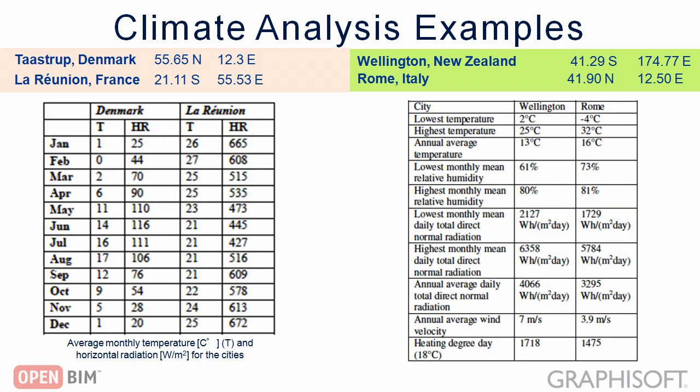Here you can see some climate analysis examples from different parts of the world. The table on the right side compares the climate values in Italy and New Zealand. Please note how different the climate data is at these geographic locations. The diagram on the left compares climate values between Denmark and France. Different climates typically require different sustainable design concepts and solutions as well. Depending on the purpose of the building energy design documentation and on the location of the project, the necessary content of the climate analysis may vary.